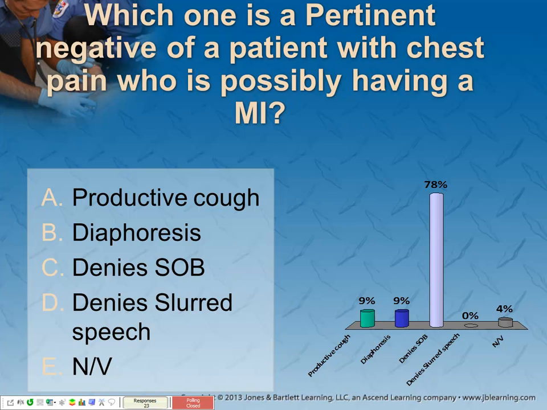All right, slurred speech, would they have that with an MI? That's seen with what? Stroke. Nausea and vomiting, would you have that with an MI? Yes. So the correct answer would be C. They deny any shortness of breath. Someone having an active MI, 99% of the time is going to have some shortness of breath. So denying shortness of breath would be considered a pertinent negative. Does everybody understand what that means?